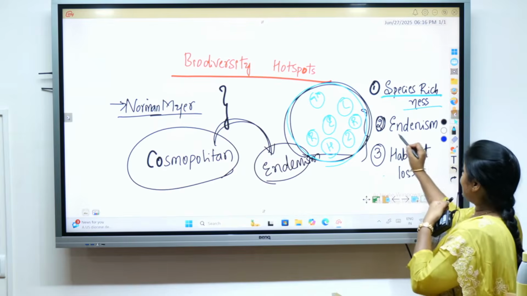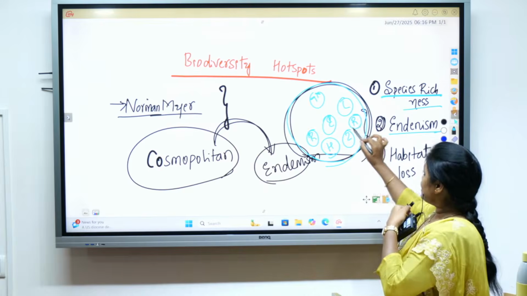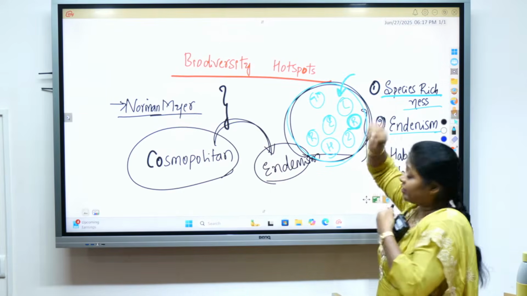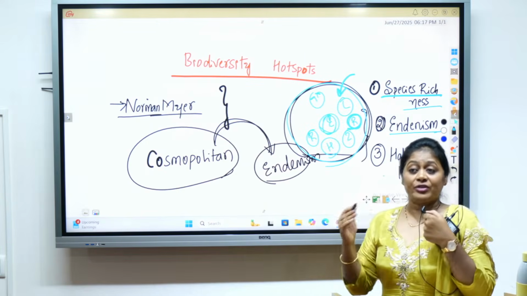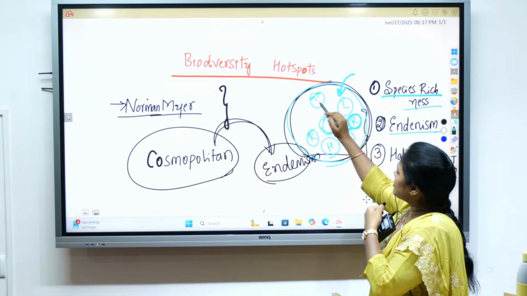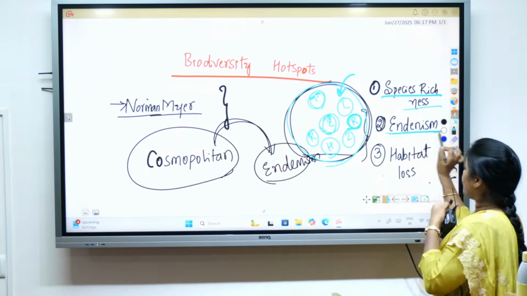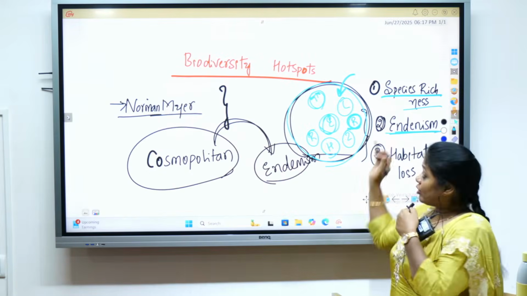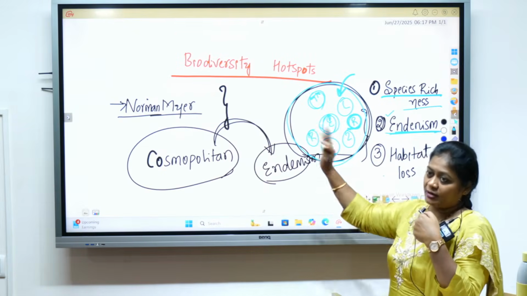And endemism means, for example, this one-horned rhino is not found anywhere else. It's particularly confined to this region only. For example, the African elephant is confined to that particular region. Or melanistic tigers are confined to Odisha. So this is called endemism. The species should be rich in diversity, and also particular to that area.